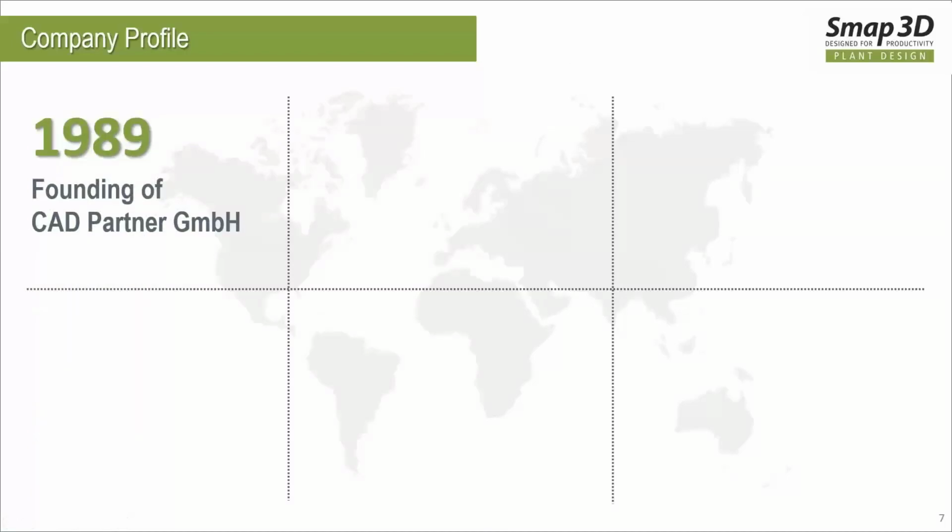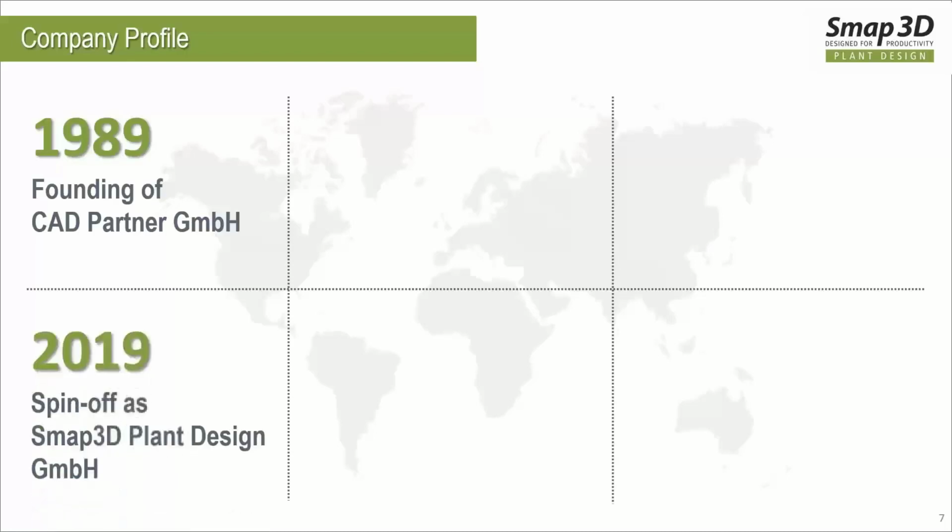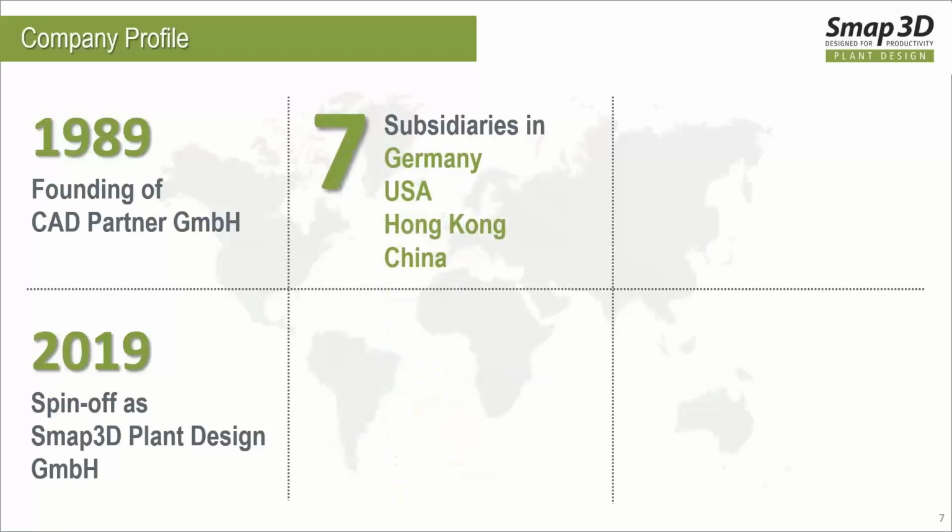Just going to give you a little bit of background about who we are, and then we'll jump into the software itself. We've been around since 1989, formerly known as CAD Partner. In 2019, we changed our name to our most popular software, Smap3D. Same people, same everything, just we changed our name to simplify things, to make it easier to know who we are. We have 7 offices around the globe. We're headquartered in Germany. Our development department is in Prague, and I'm in the US. We also have offices in Hong Kong and Shanghai.